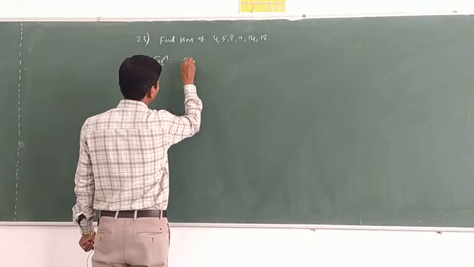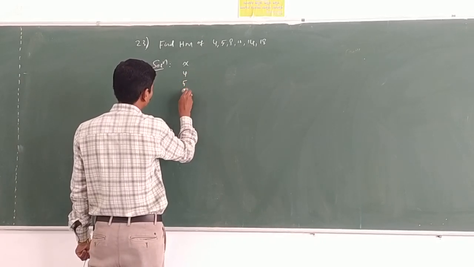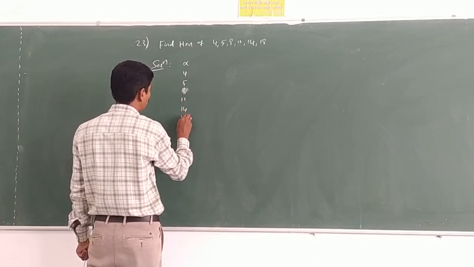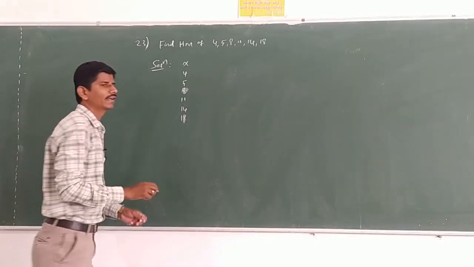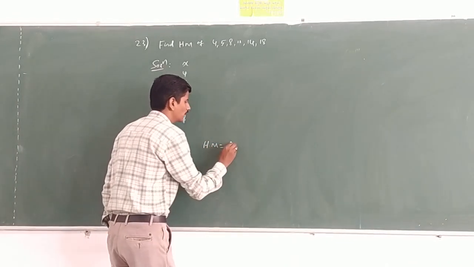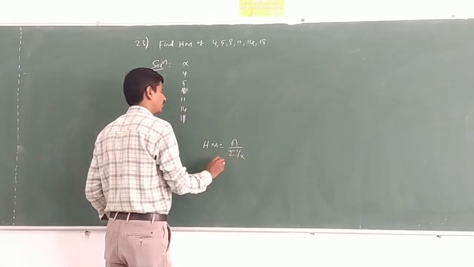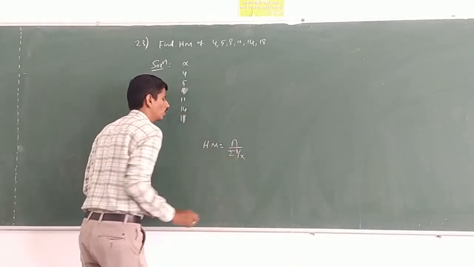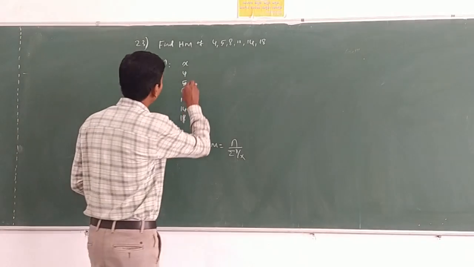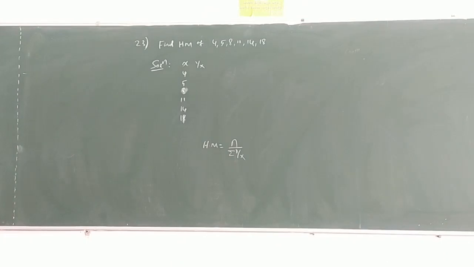Solution. Here the x values are 4, 5, 8, 11, 14 and 18. What is the harmonic mean formula? HM equal to small n by sum of 1 by x. Next we want 1 by x, that is the reciprocal of x.